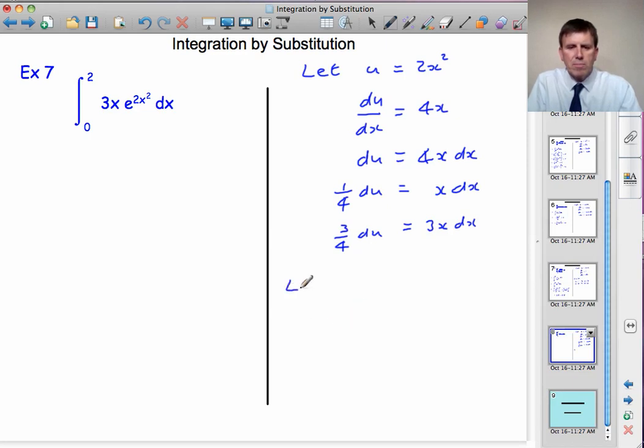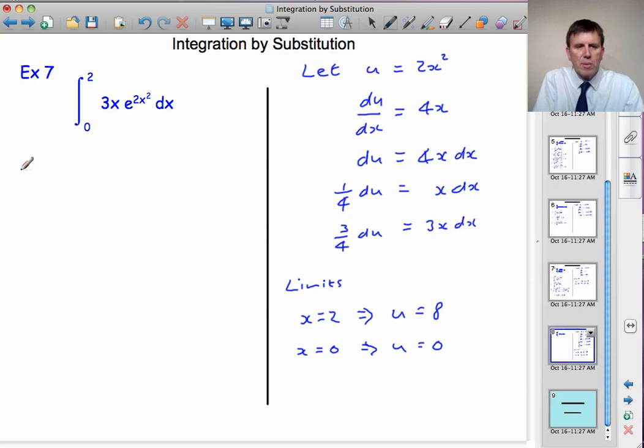And now I'm going to change the limits. We're looking at x going from 0 to 2. So when x is equal to 2, that implies that u is equal to 2 squared is 4, multiplied by 2 is 8, so u is 8. And when x equals 0, u will be 2 times 0 squared, which is still 0. So changing the limits and changing the variable, our integral becomes the integral from 0 to 8 of, now e to the 2x squared becomes e to the u, and then we know that 3x dx is equal to 3/4 du. So let's put 3/4 at the front, du.